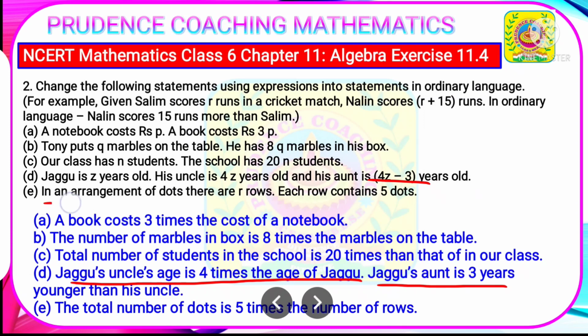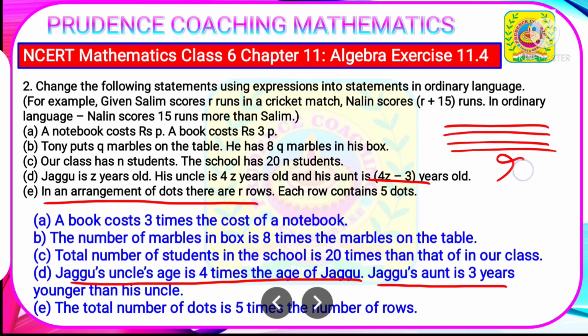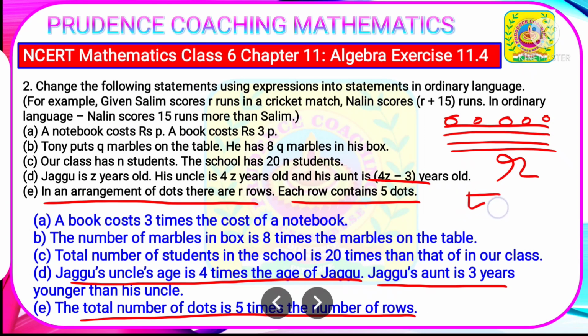Last one. In an arrangement of dots, there are R rows. So how many rows are there? R. We don't know how many rows there are; we are just assuming that we have R rows. Each row contains 5 dots. So how will we write this? We will write: the total number of dots is 5 times the number of rows. If we multiply 5 with the number of rows, we will get the total number of dots. So we will write it like this.